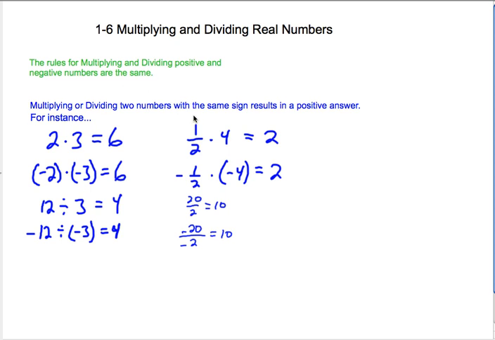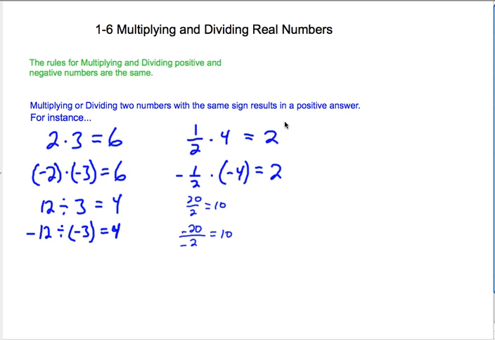Multiplying or dividing two numbers with the same sign results in a positive answer. Okay, so I put a bunch of examples here for you. 2 times 3 is 6. Negative 2 times negative 3 is also 6 because they have the same negative sign. 12 divided by 3 equals 4. Again, 12 and 3 have the same sign, so it's a positive answer. Negative 12 divided by negative 3 is 4 because they have the same sign.